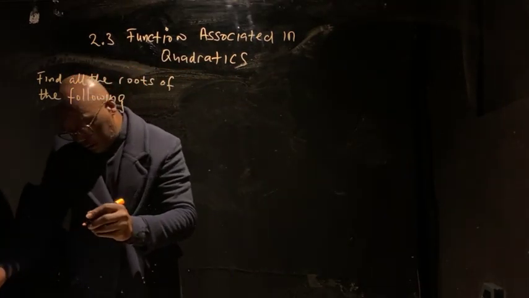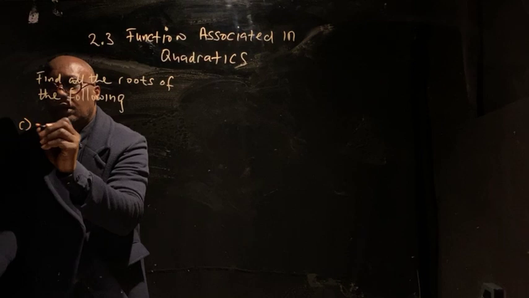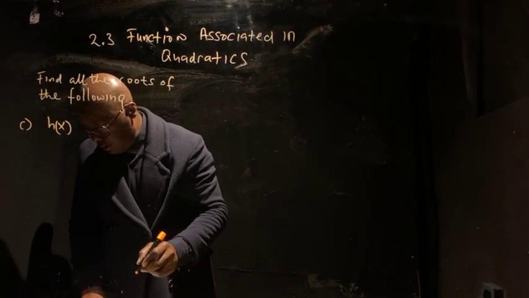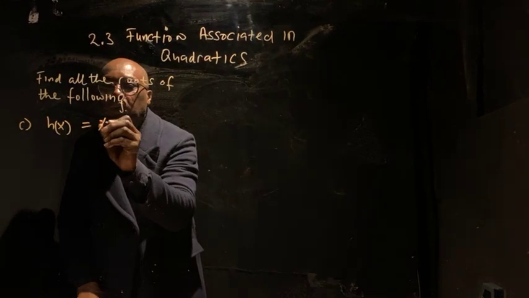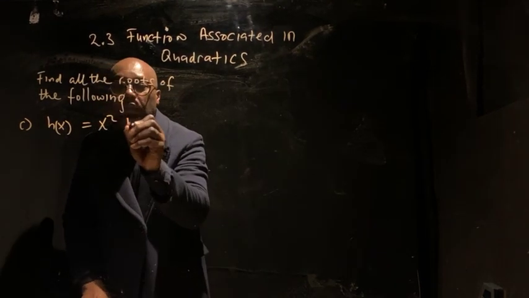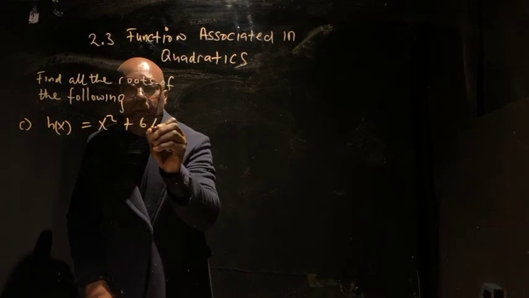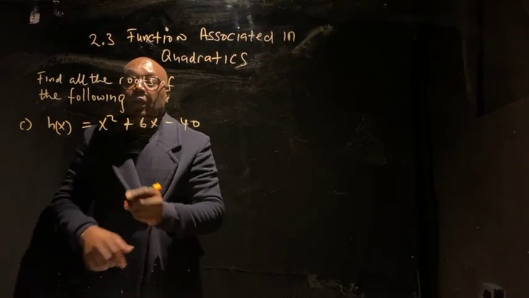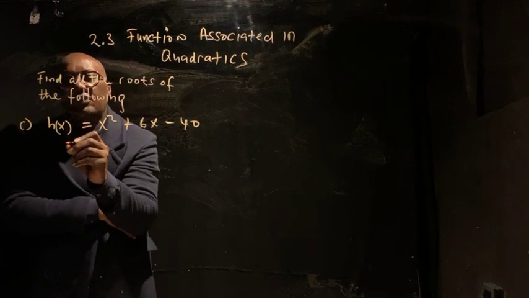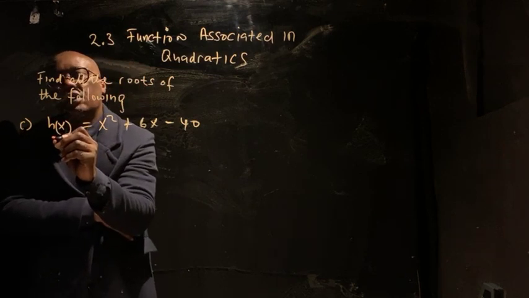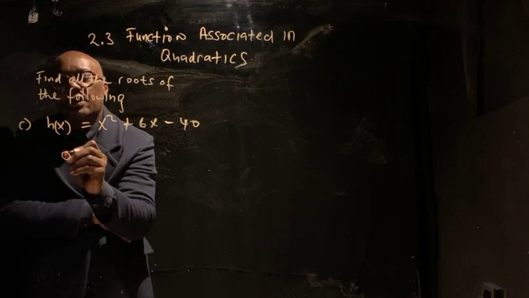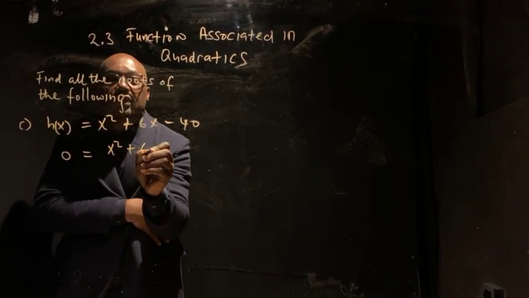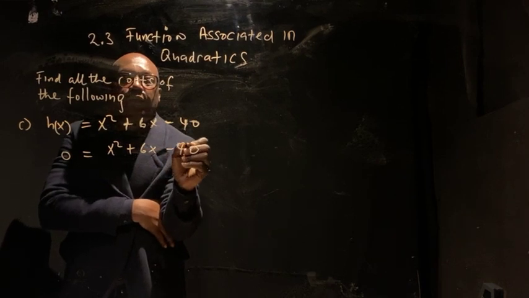The third question, C part, h of x equals x squared plus 6x minus 40. For the solution of this equation, you have to put the function equal to 0. In that case, this one becomes 0 equals x squared plus 6x minus 40.